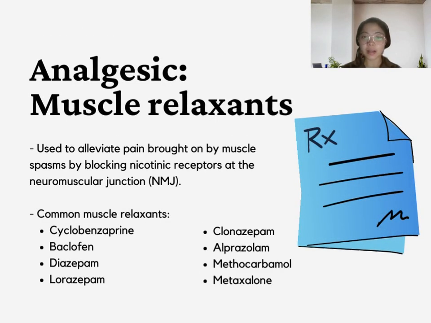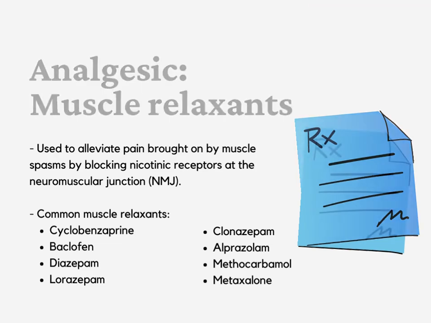Next, we have muscle relaxants, which are used to treat pain associated with muscle spasms by blocking nicotinic receptors at the neuromuscular junction or NMJ. This will lower the tone of the skeletal muscles. These drugs are often used in ailments such as whiplash, spinal cord injury with spastic muscles, and muscular strains or sprains. The most common relaxants include cyclobenzaprine, baclofen, diazepam, lorazepam, clonazepam, alprazolam, methocarbamol, and metaxalone.